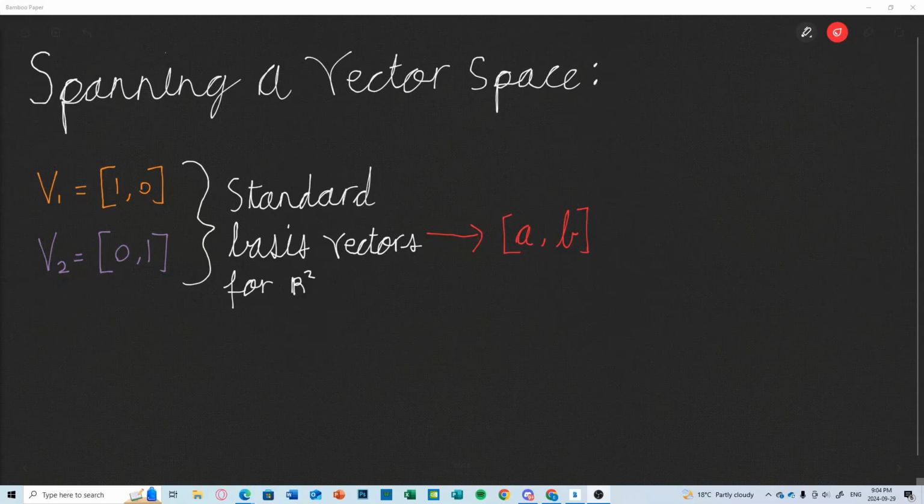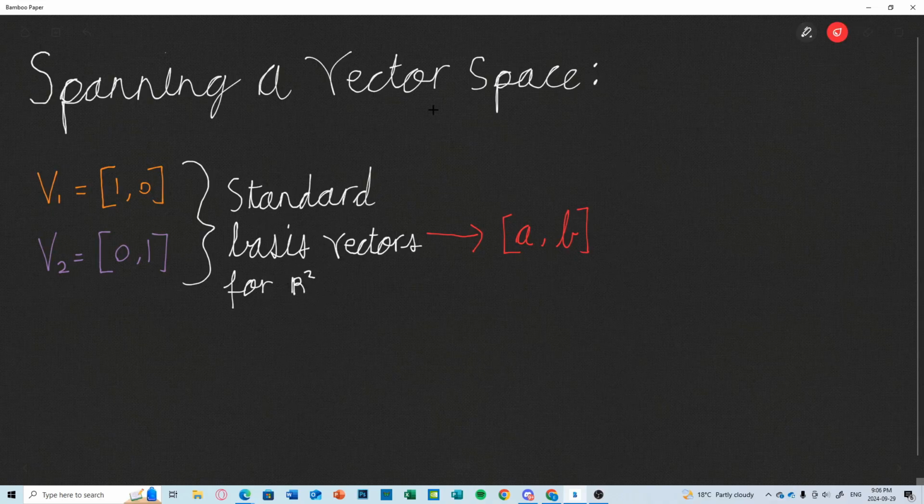Alright, today we're going to be going over spanning a vector space. So first, let's define what it means for a set of vectors to span a vector space. This means that every vector in that space can be expressed as a linear combination of the set. For example, if we have our v1 being (1, 0) and our v2 being (0, 1), they are the standard basis vectors for R2.